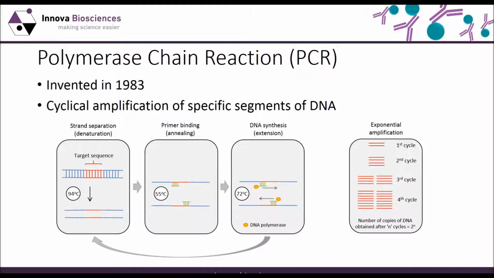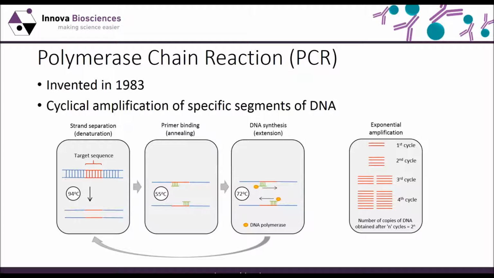The first step in this process involves heat-induced denaturation of double-stranded DNA to separate the two complementary strands. This is commonly performed at 94 or 95 degrees C for 30 seconds. Next, the temperature is lowered to allow binding of PCR primers. These serve as starting points for DNA synthesis. The choice of temperature for this step, which typically lasts for 30 seconds, is dependent on the melting temperature of the primers, and is usually between 50 and 60 degrees C.